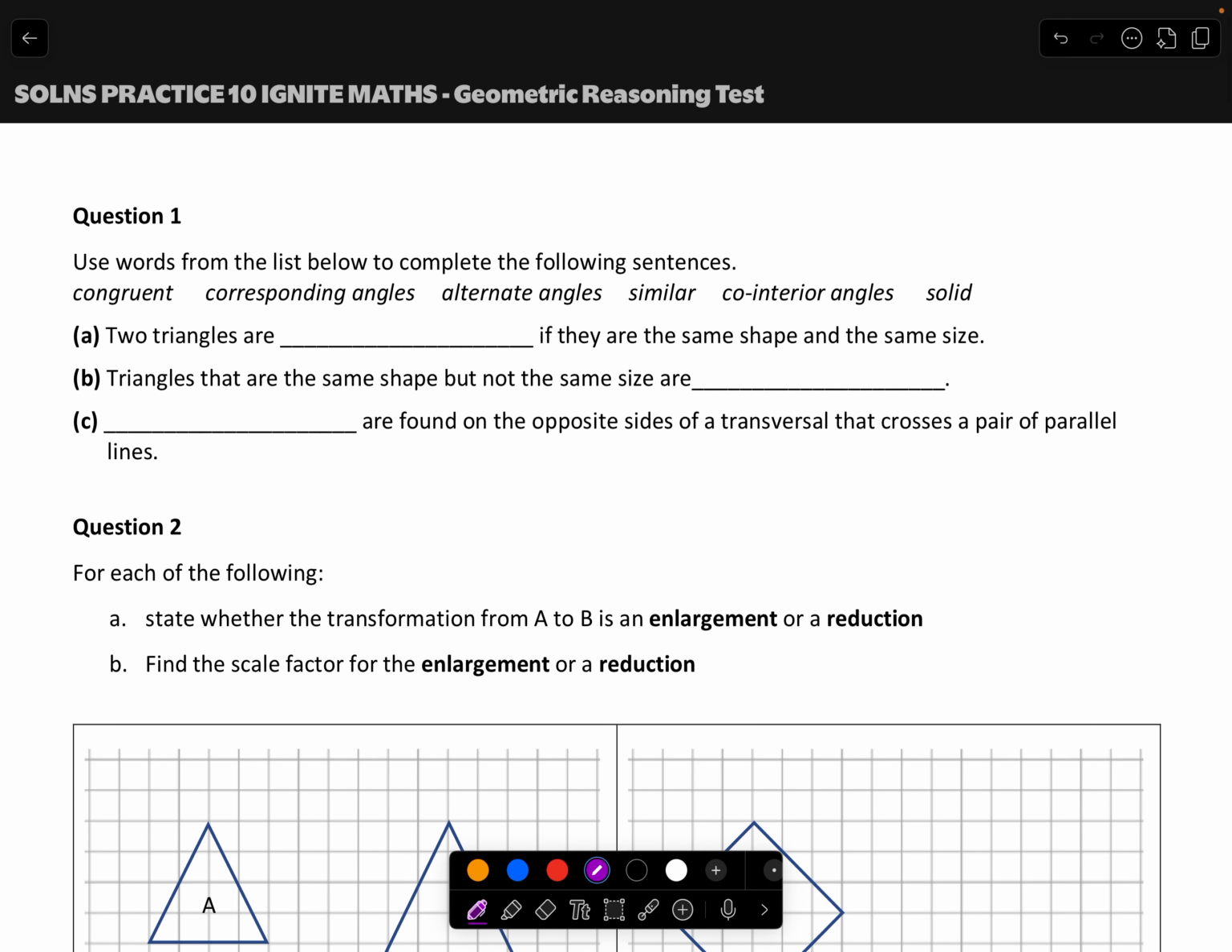What is the value of the side length y? 2y equals 18. Y is going to be 18 divided by 2, 9 centimeters. Some algebra popping up again.